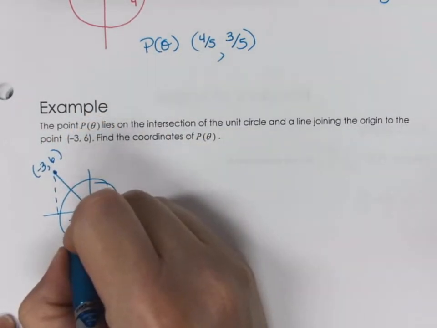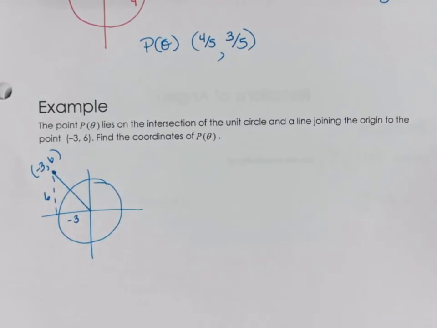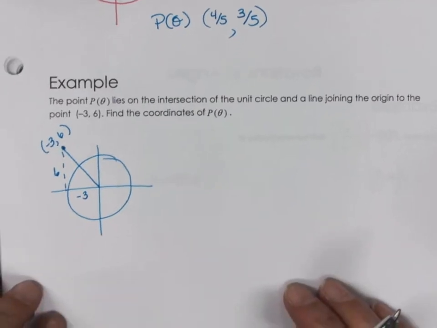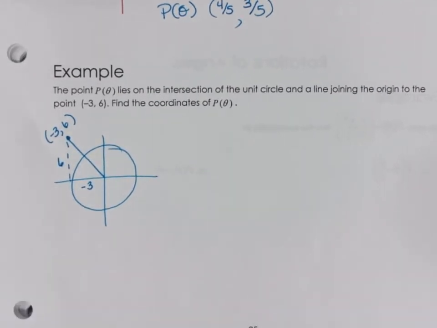Okay, so we know that this is -3. We know that's +6. Anybody know the hypotenuse? This is not a Pythagorean triple, so we actually got to math it out. But what's one thing we know about the hypotenuse here? It's going to be positive. The hypotenuse will always be positive here.